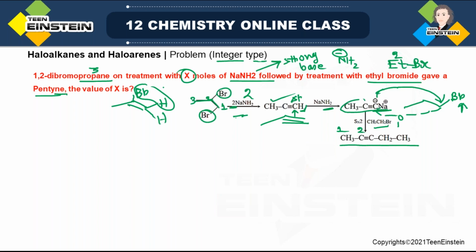So you have to find the value of X. How many moles of X have you used? It is a total of 3. For the first 2 moles of NaNH2, they are actually used for net removal of H and Br. And the third mole of NaNH2 is used for removal of this H, which is the terminal hydrogen. It is acidic in nature because it is attached to sp hybridized carbon. Okay, so this is number 3. And this is the question that is asked: what is the value of X? X is the number of moles of NaNH2. So the correct answer is 3.